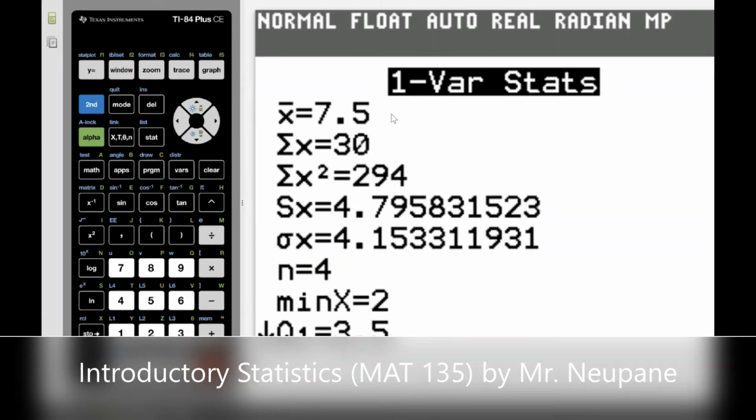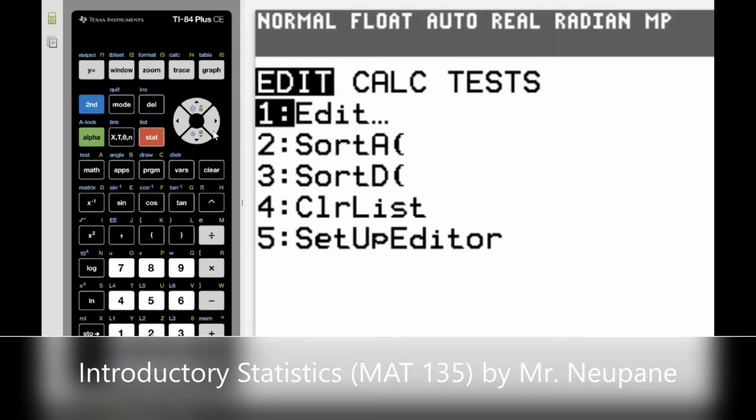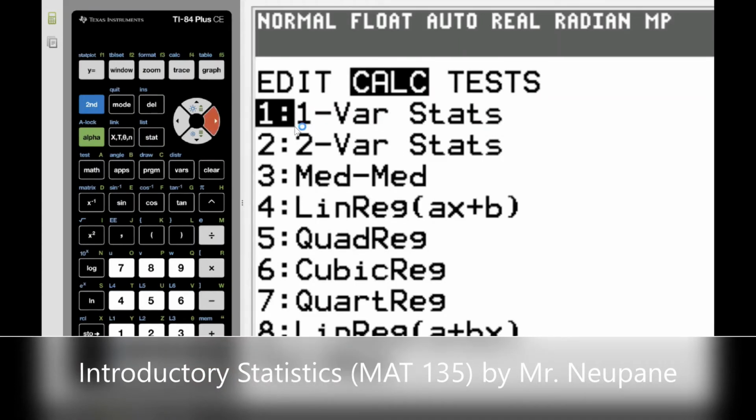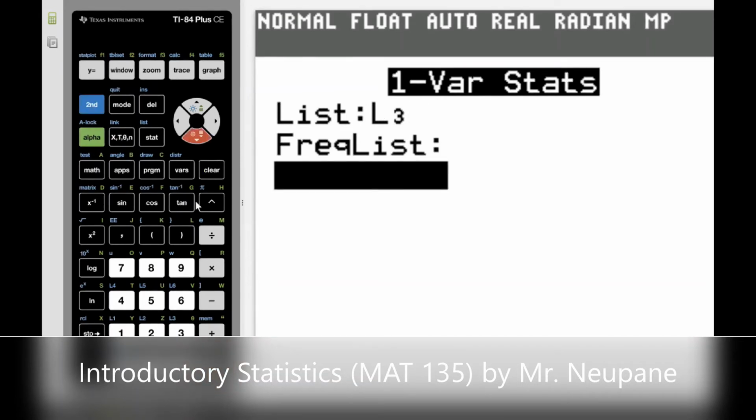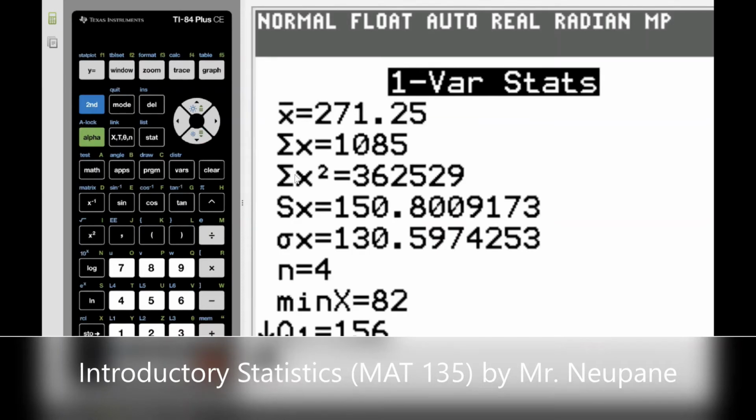Let's find what is the sum in list 3. For that, again, go to stat, go to calculate, again, number 1. Here in place of L2, put L3 by pressing second and 3. Come down and hit calculate and read the sum. Here is the sum. Sigma X is the sum. 1085 is the sum.